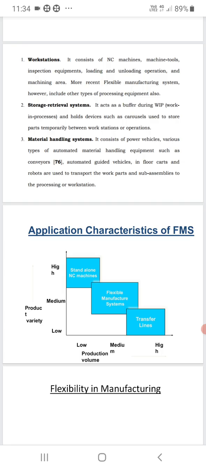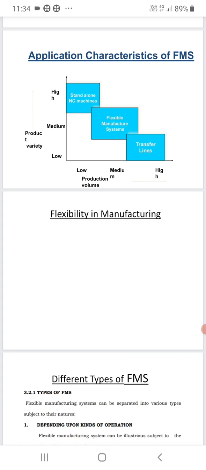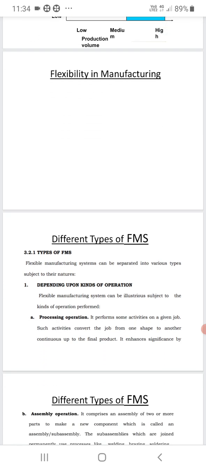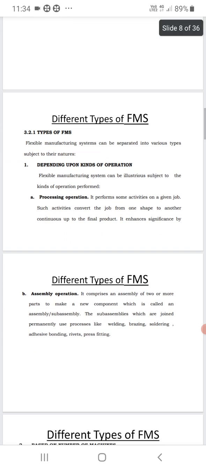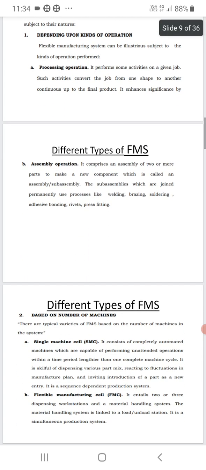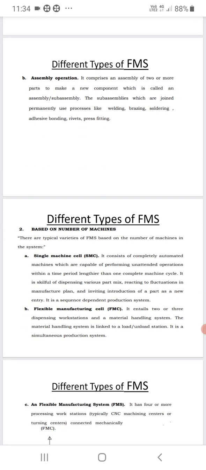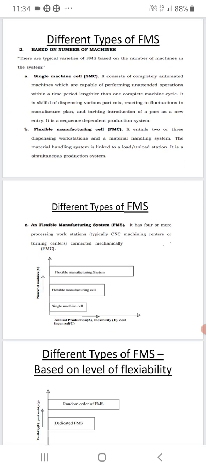Application characteristics of flexible manufacturing system is it may be high, low or medium level. Flexibility in manufacturing: different types of flexible manufacturing system are there. It depends upon the type of operation, processing operations, and assembly operation also. Different types of flexible manufacturing system are single machines and multiple machines also.